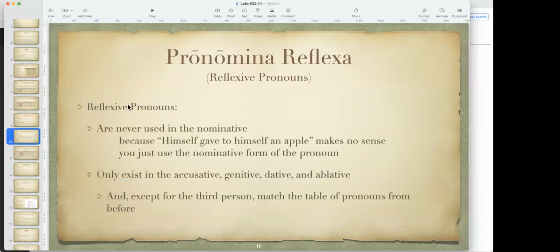So anyway, reflexive pronouns are never used in the nominative because "himself gave to himself an apple" makes no sense, right? You just use the nominative form for the pronoun. So as a result, reflexive pronouns only exist in the accusative, genitive, dative, and ablative. Okay. All right.